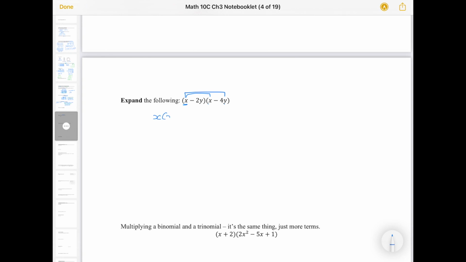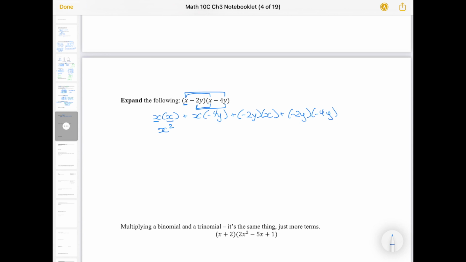So I have x times x plus x times negative 4y. And then here, plus my inner, negative 2y times x plus negative 2y times negative 4y. Right, so I have two different variables here. I've got x's and y's. That doesn't matter. Just remember when you're combining variables, so combining exponents, I can only do that with the same variable. So what I mean by that, x times x, they are the same, so I get an x squared.